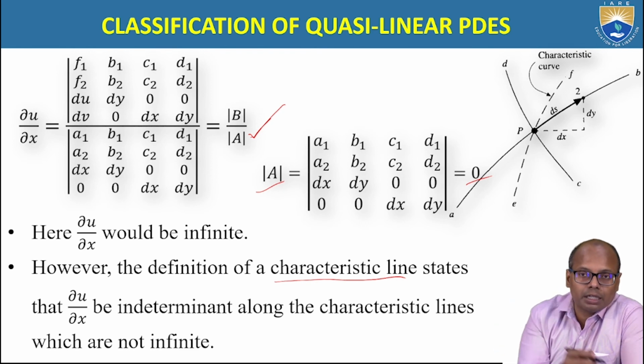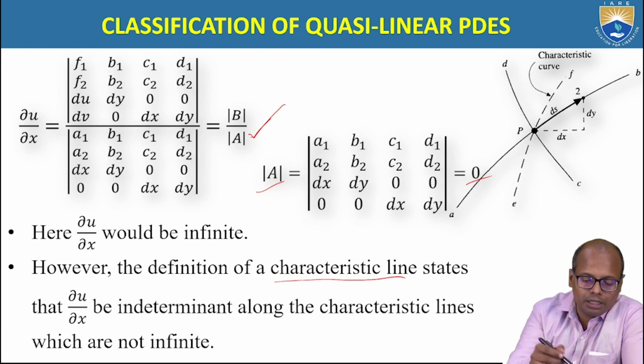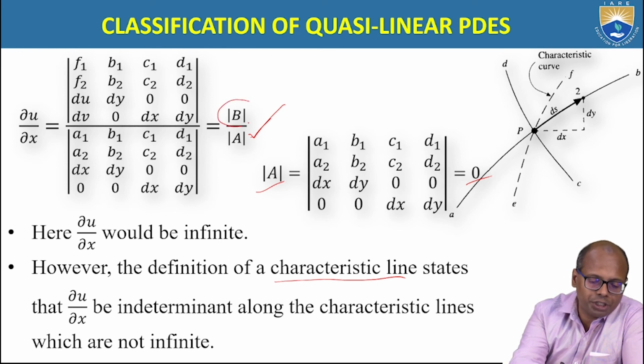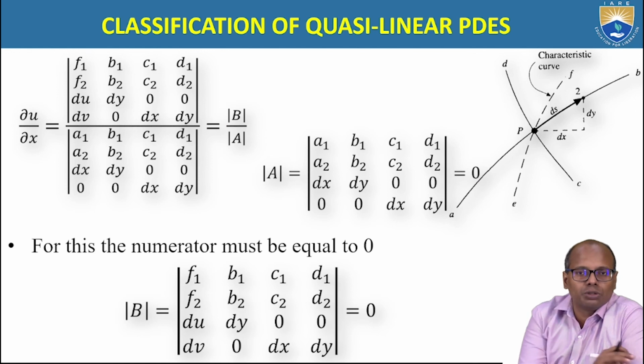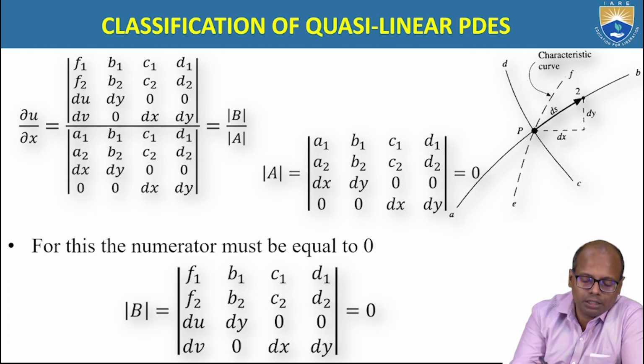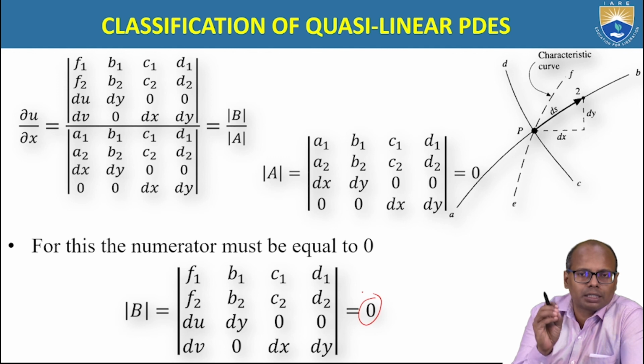So what is the conclusion then? What should be the value of the numerator? The denominator is going to be 0, which means I can have an infinite number of values in the numerator, and for those I could get infinite characteristic curves, but that is not the case. The characteristic curve is finite, and so the numerator must also be equal to 0. Then only we will get one characteristic curve.